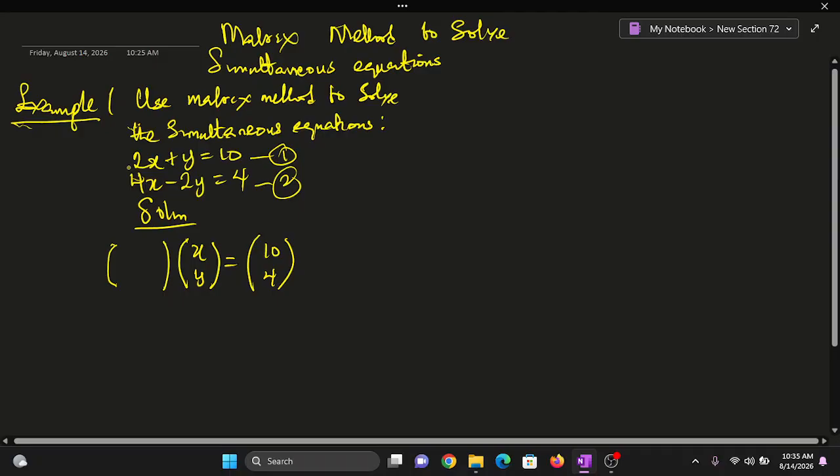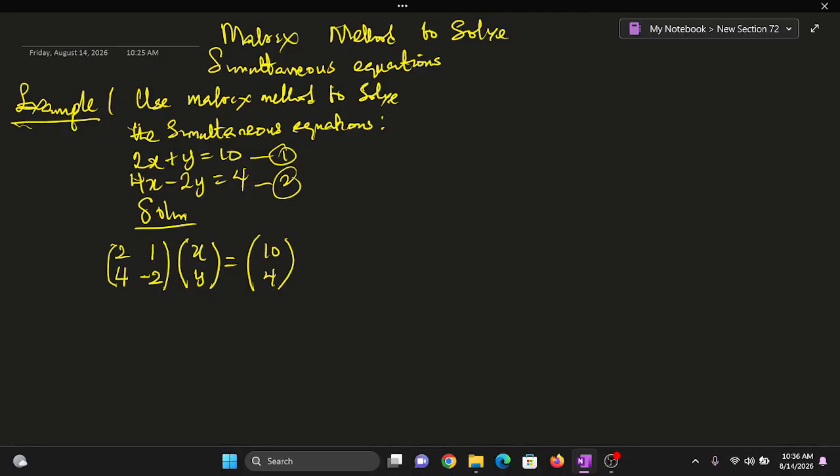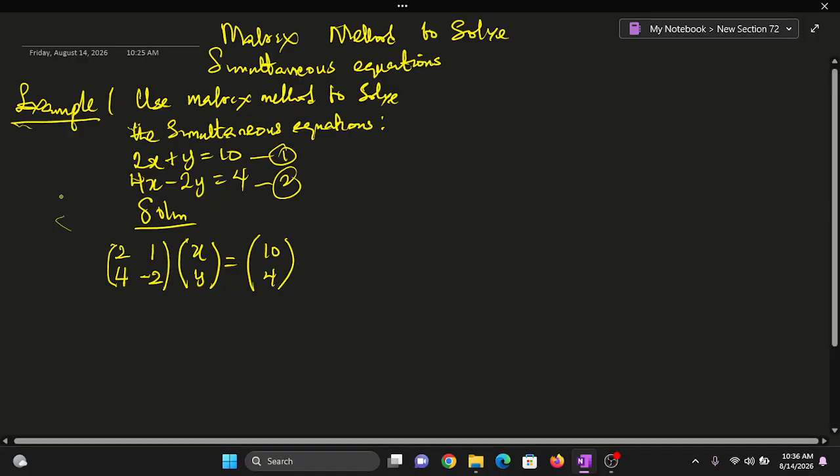In the first row, we are going to have the coefficient of the unknown variables x and y. The unknown variable x is having a coefficient of 2, and for y is having a coefficient of 1, and for equation 2 we have 4, and for this we have minus 2. So this is how to express your two equations in the matrix form. So if you don't understand before, this is how to express it in matrix form.